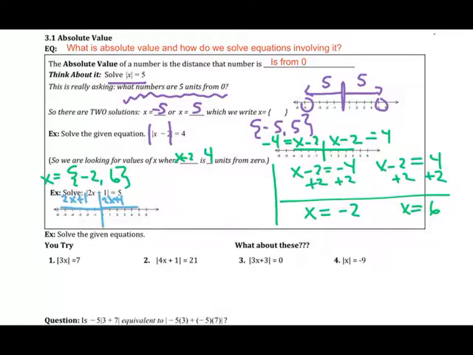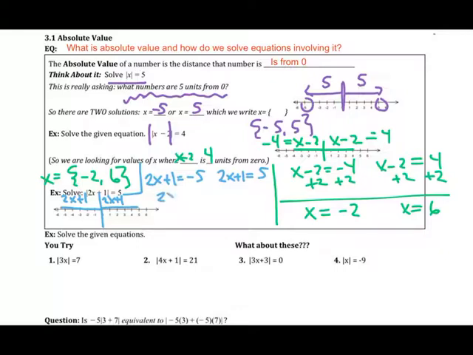So we are being asked what numbers make 2x plus 1 5 away from 0. So 2x plus 1 could either be 5 above 0 or 2x plus 1 could be 5 below 0. So what that means is that I really have two different things I'm looking at. I'm looking at what happens if 2x plus 1 is 5 below 0, which would make it negative 5, or what happens if 2x plus 1 is 5 above 0, which would make it positive 5. And now I'm just going to solve these two equations.